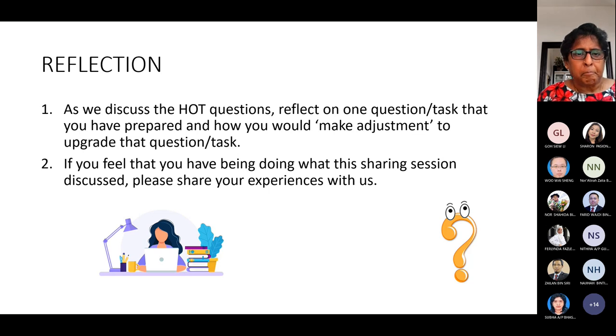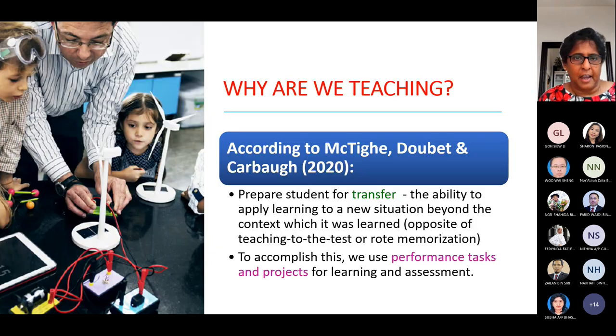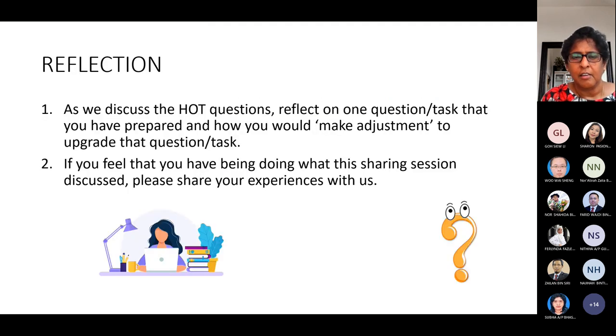Okay, if you look at this one, I don't know whether you can see it or not, because for me it's very small. I don't know about the rest. If you look at this question, this is just an SPM chemistry question. If you look at the words there, can you all see those words? Or those questions? We can't see. Huh? We are seeing your reflection slide. It's still on the reflection slide.